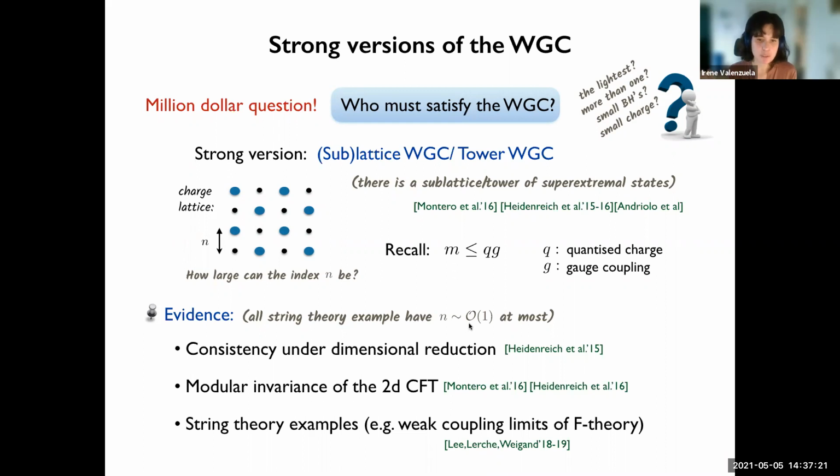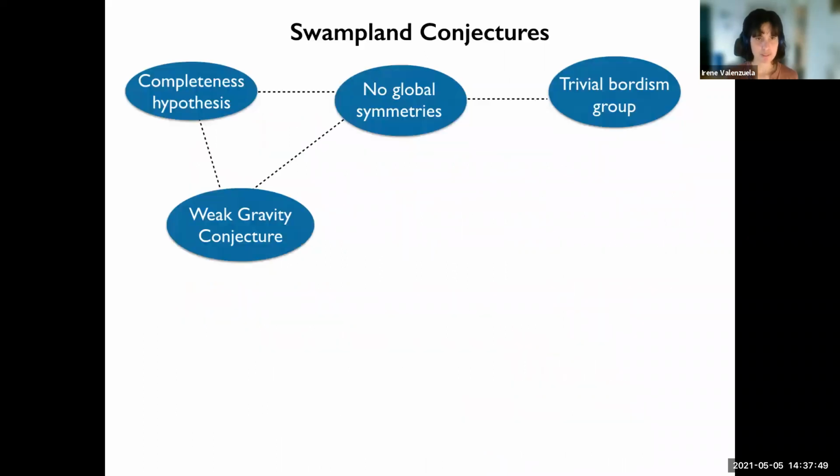Like in examples, we always find that this index is very low, which means that indeed you have light states satisfying the weak gravity and the phenomenological implications apply, but there is no proof of how big it can be, of whether there is an upper bound. This is an open question and it would be very interesting to find it. Okay. So this is what I wanted to say about the weak gravity. This is the main open question.